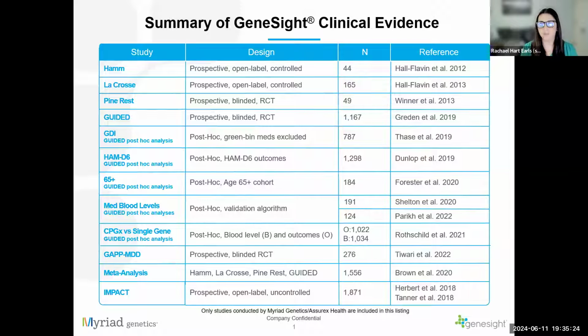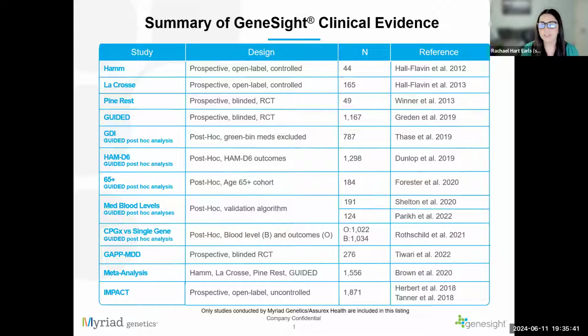Both arms in these trials are receiving active therapy. The main difference is that in what they call the guided arm, those patients' providers have access to this testing. Numerous trials have shown that there is clinical utility when this tool is available to the provider.